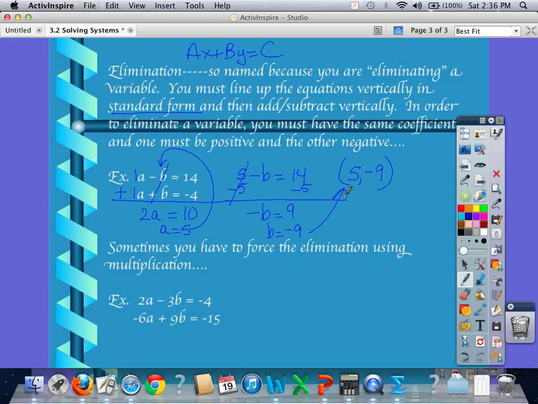All right, so the next one, sometimes you have to force the elimination using multiplication. Now, when you do this and go plugging back in, I always recommend that you plug it into the one you didn't mess around with. Didn't change it at all. And you'll see why.